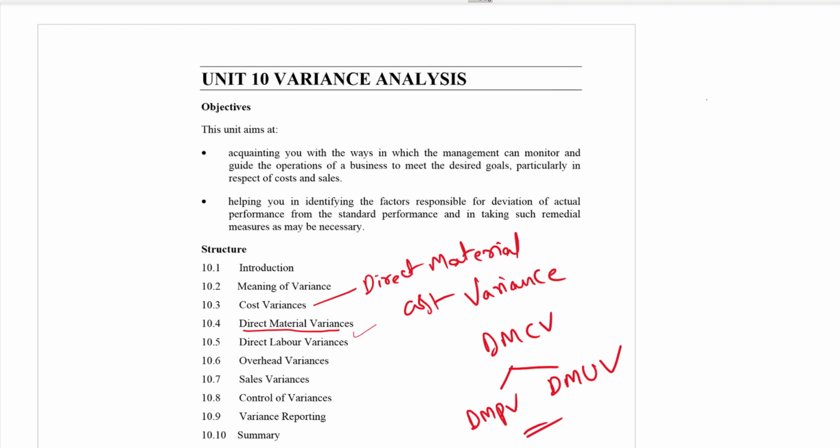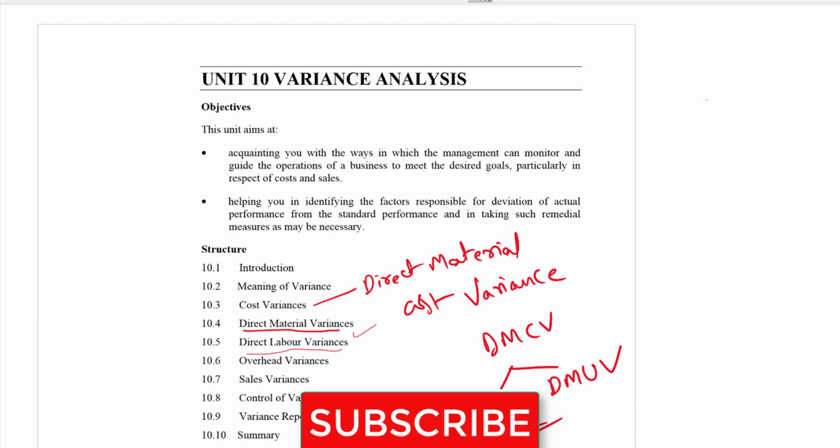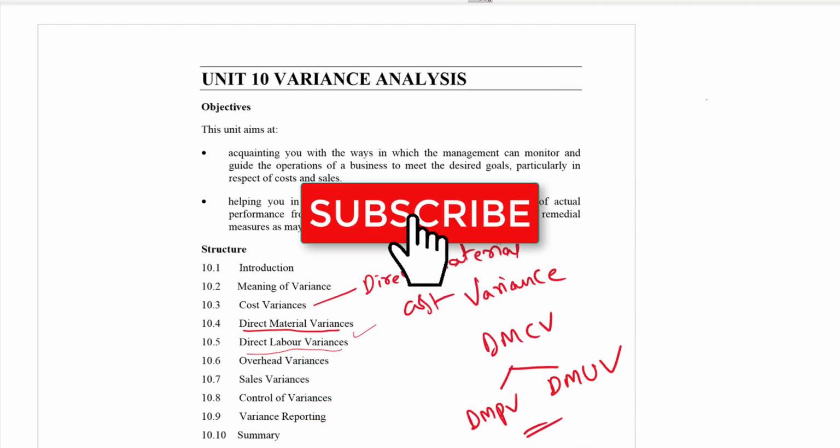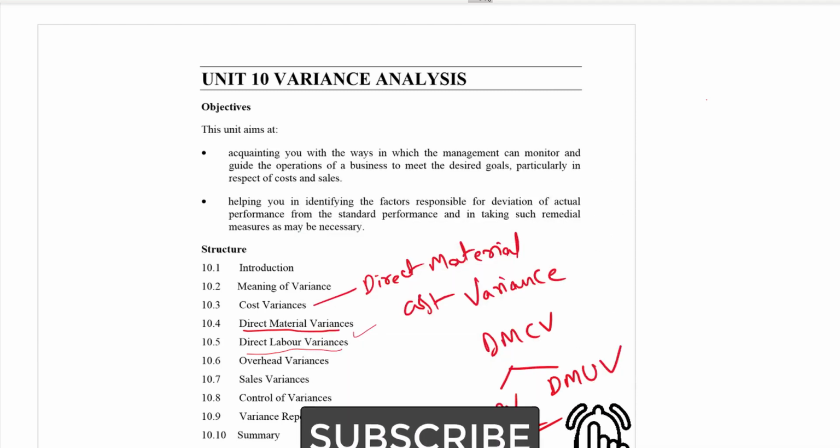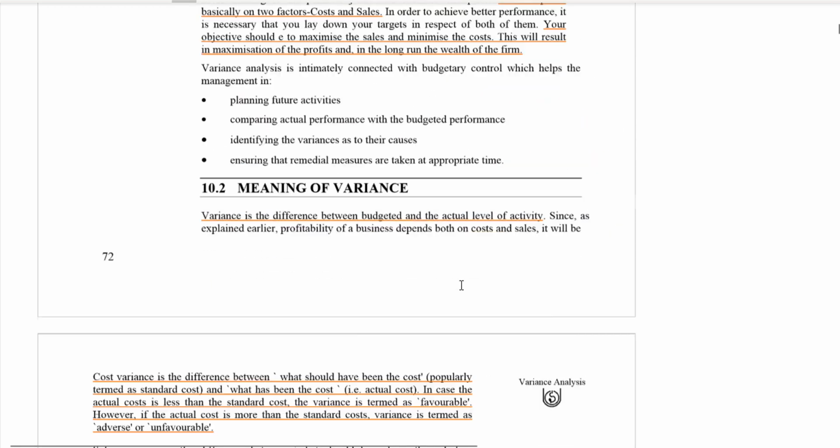Similarly, in this video, we are going to see direct labor variance, how the cost of labor and the time for which they have worked, the changes in these two aspects, how the labor cost is going to be changed. So from this, what we are going to estimate is how the input costs for a company are going to change. Now we will see direct labor variances.